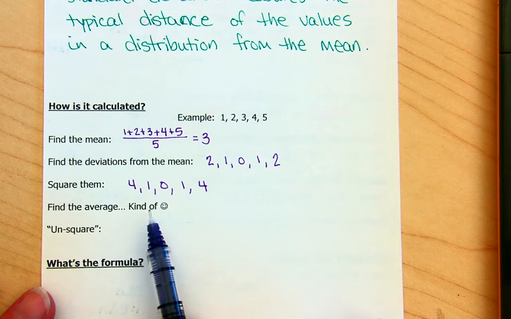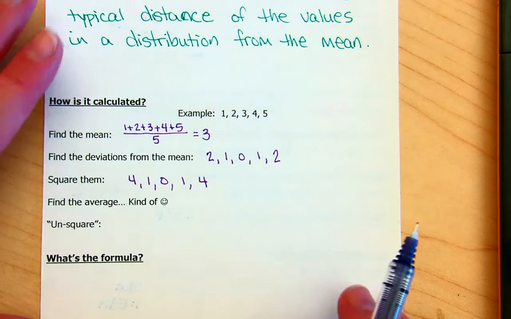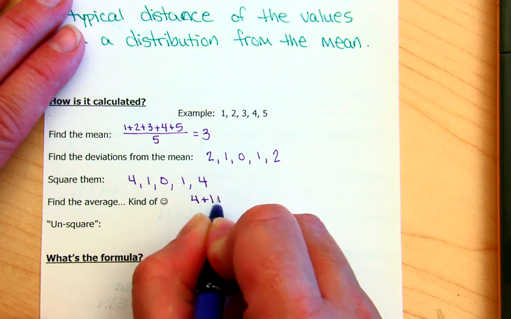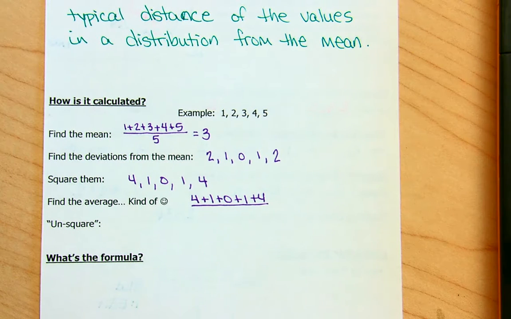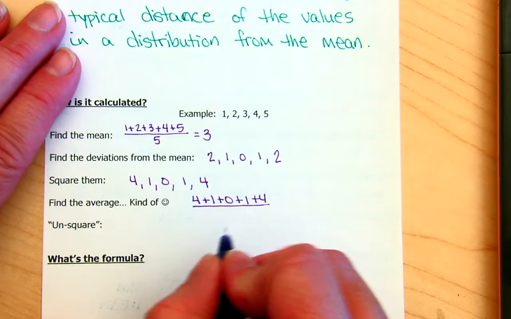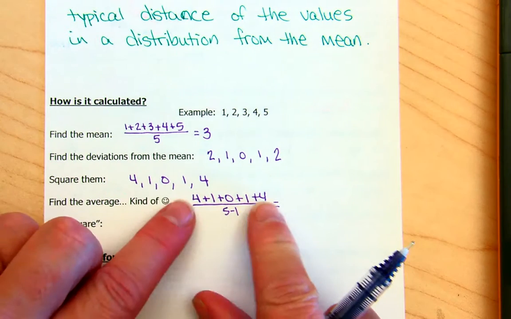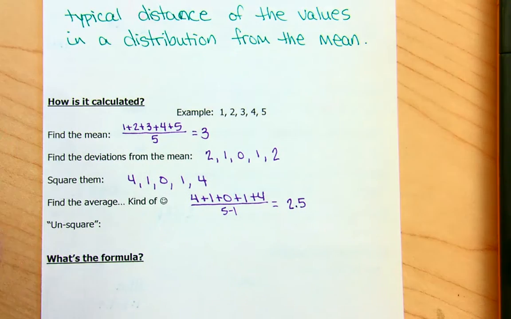Then what we do is we find the average, kind of. It's not truly the same as what you would do for an average, but it's sort of the same. So we add the numbers together, and we always divide by the number of things in our data set minus 1. This is the sort of average part. So here we had 5 numbers, but we subtract 1. We always subtract 1 when we divide for our standard deviation. So here we have 10 divided by 4, so 2.5.